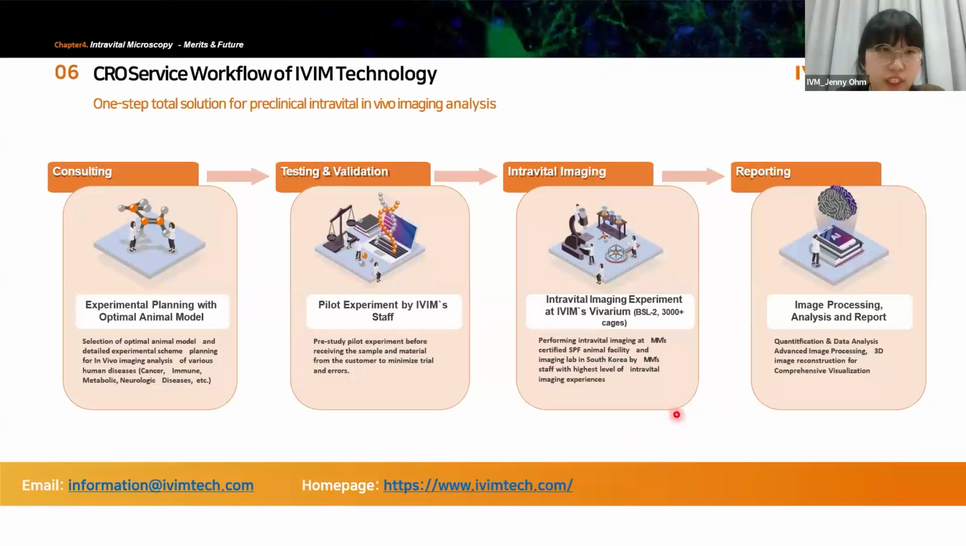The CRO research services provided by IVM Technology follow the steps outlined below. First, we begin with a consulting phase where we have a detailed discussion on the experimental scheme. Following this, a feasibility test, or pre-test, is conducted to evaluate whether or not the proposed experimental design can be effectively executed. Once the pre-test is passed, we move on to the main experiment phase, where in vivo imaging and data collection take place. Finally, post-processing and analysis are performed, and the results are compiled into a final report.